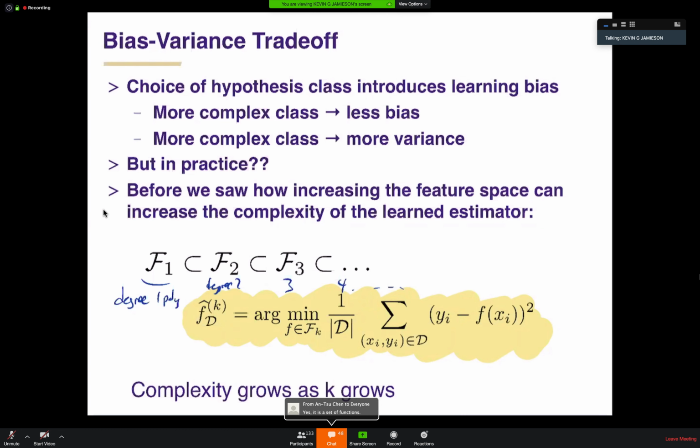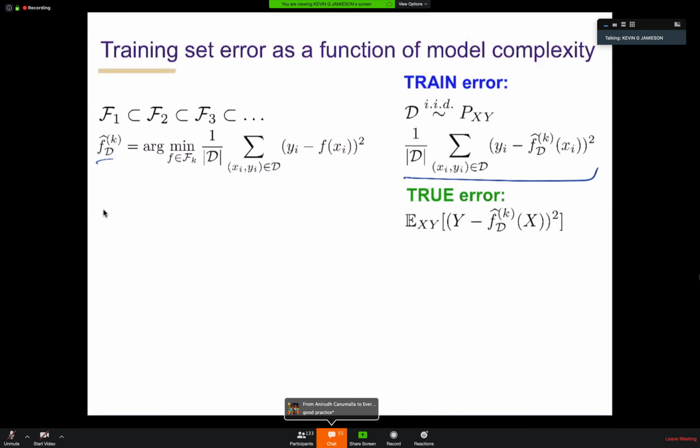But again, like the last lecture, we don't care about the training error. What we really care about is the true error. How is this f hat k model going to perform on future unseen data? Or in other words, how is this f hat k going to perform on an x, y drawn from the true joint distribution P_XY? This is a future data sample. How well is it going to perform on that? That's what we care about. We care about the true error. But we can't measure that because that requires an integral or an expectation over the joint distribution P_XY, which is unknown, of course. So what do we do? What do we have?